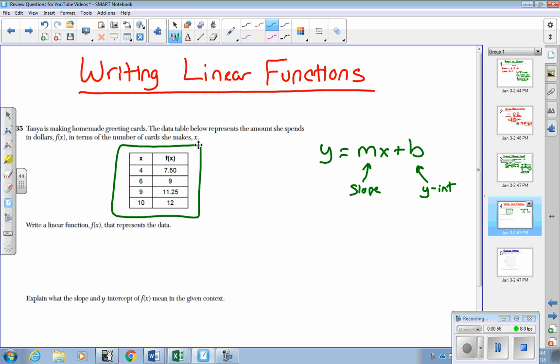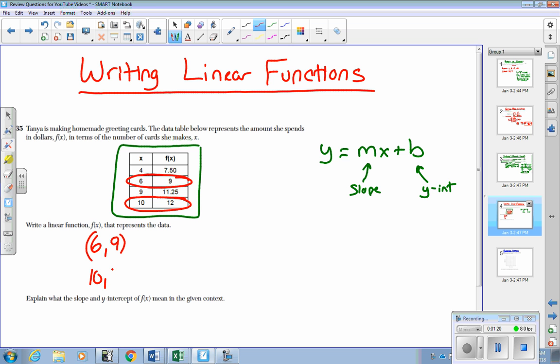So the first thing we're going to do is find that slope by figuring out the rate of change. Now, we could figure out the rate of change with any 2 points. For this question, I'm going to use the second and fourth points because those are the only points that have 2 whole numbers. So the first thing I'm going to do is write those 2 points out.